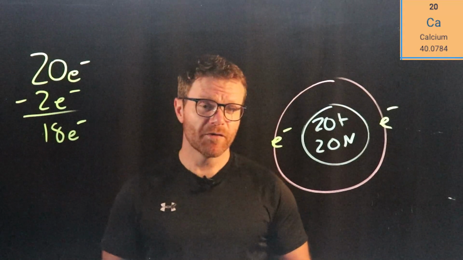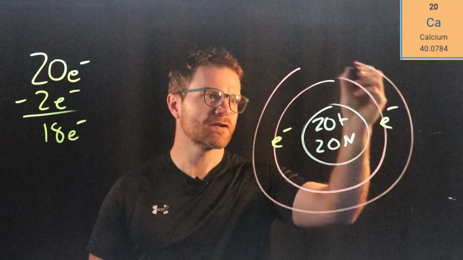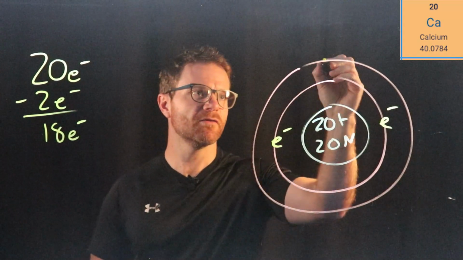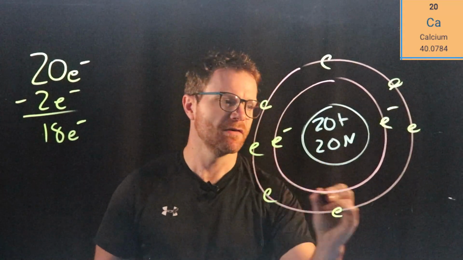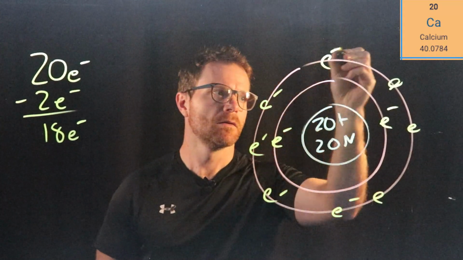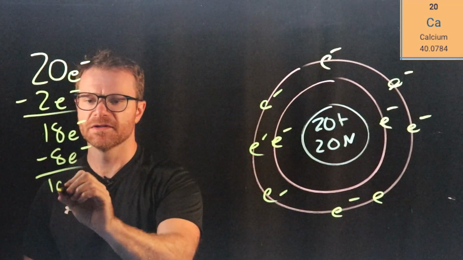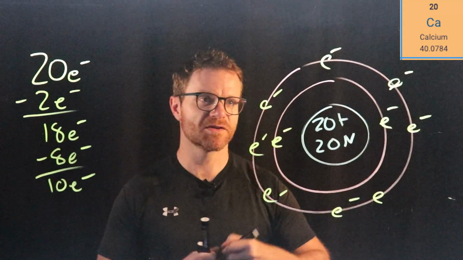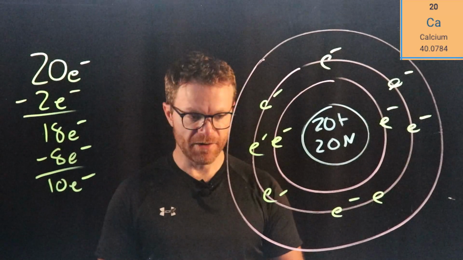You'll also remember from my Bohr model video that every energy level after the first can hold 8 electrons. So let's put in 8 electrons in this second energy level. 1, 2, 3, 4, 5, 6, 7, 8. Which leaves 10 electrons remaining. Okay, the next energy level can also hold 8. And we have 10 left to go, so let's put all 8 in that one.